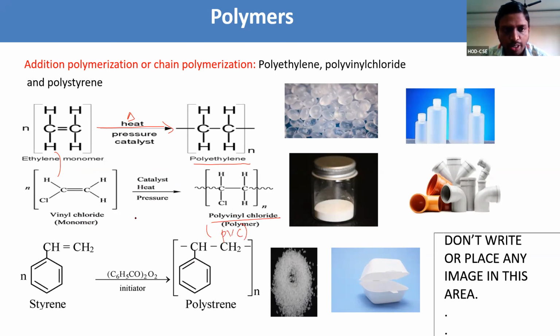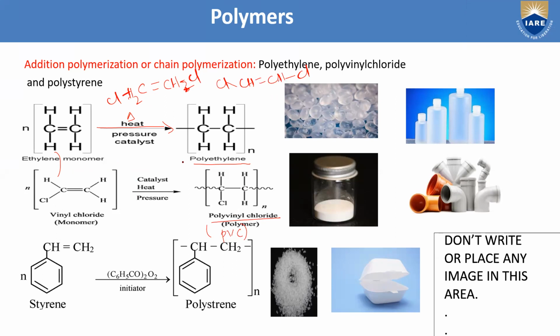The formula for vinyl chloride is based on ethylene. If CH2 is ethylene, you remove a hydrogen and replace one hydrogen with Cl, and that is nothing but vinyl chloride. The formula for vinyl chloride is CHCl double bond CH2. Vinyl chloride in the presence of a catalyst, heat under pressure, produces polyvinyl chloride, a polymer. Okay, these are the examples.